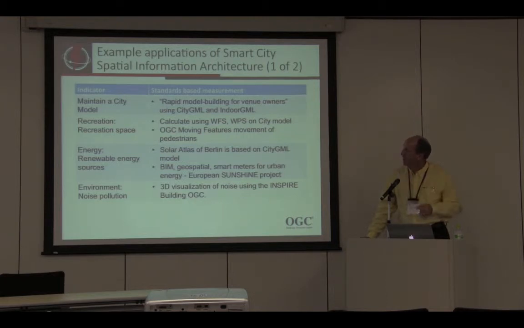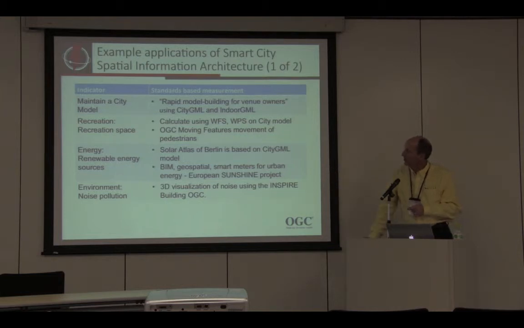Then the indicators that I've spoken about, recreation space, so we could calculate those spaces easily. If you've got your city model and you've got it in a WFS, you can make these kinds of queries. It's easy to do. You could look then at those recreation spaces to say how well are they used. So even going beyond the indicators, look at the moving features and how people move through these outdoor recreation spaces that are part of the indicator and give an assessment of that.